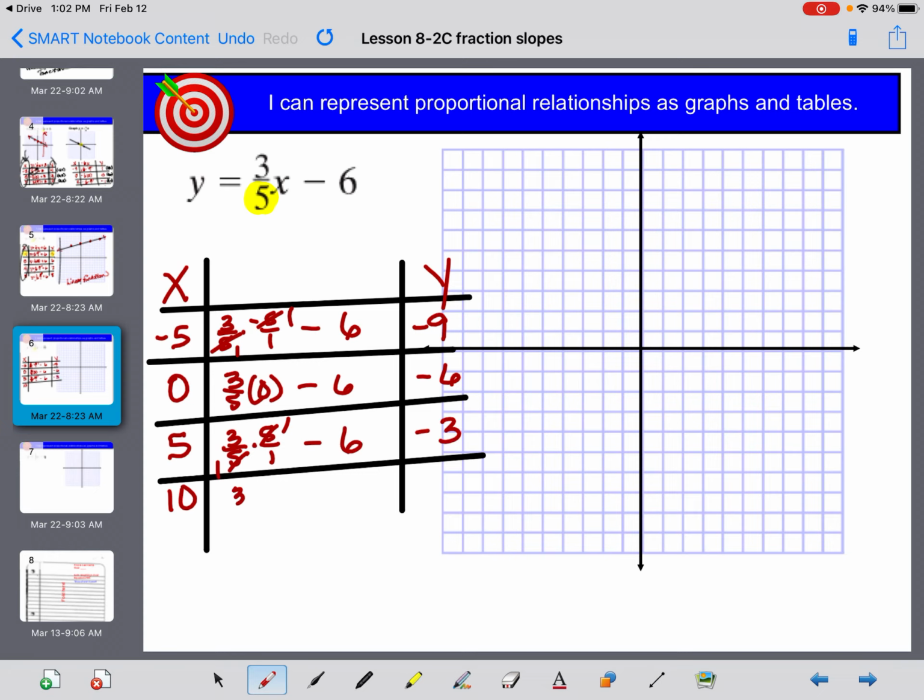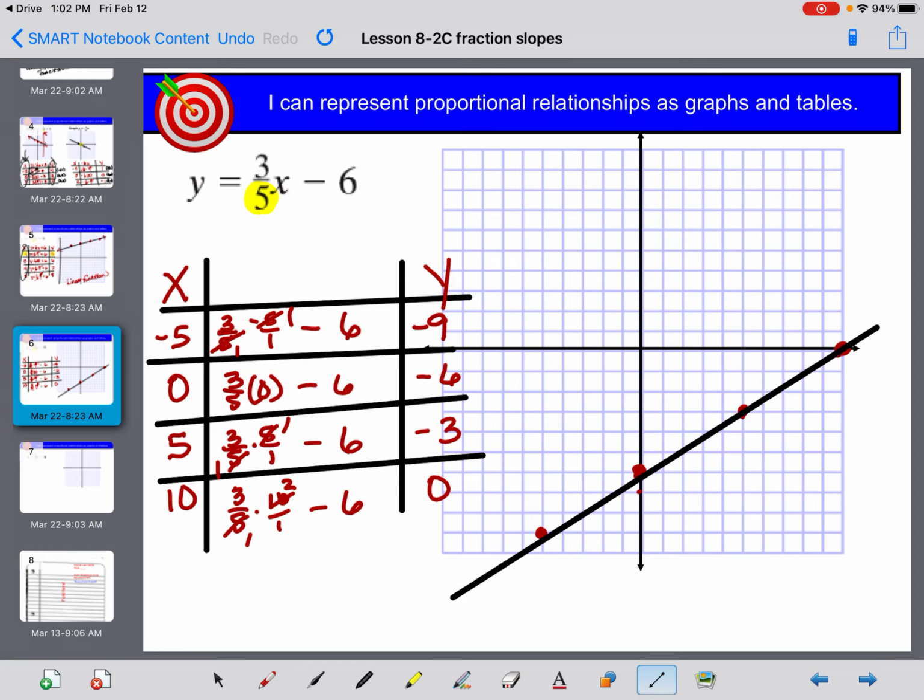Now, again, you could stop there, but if you like to really double check, go ahead and use 10. Any multiple of 5 will make that fraction go away. 6, 6 minus 6 gives me 0. Now let's start plotting these. Back 5, down 9. Zero, negative 6. 5, negative 3. And 10, 0.